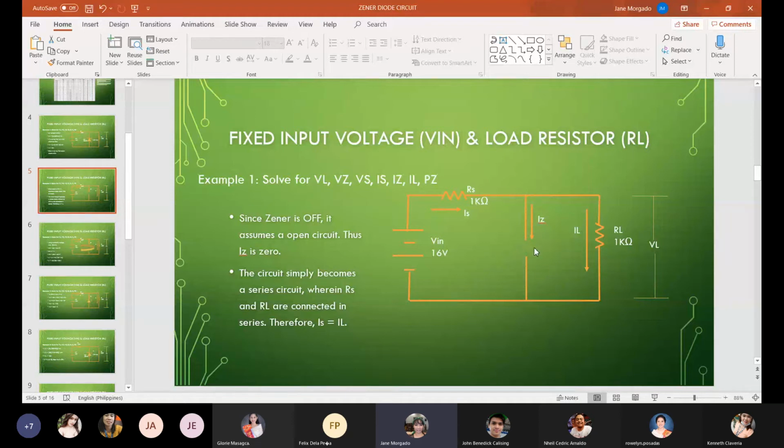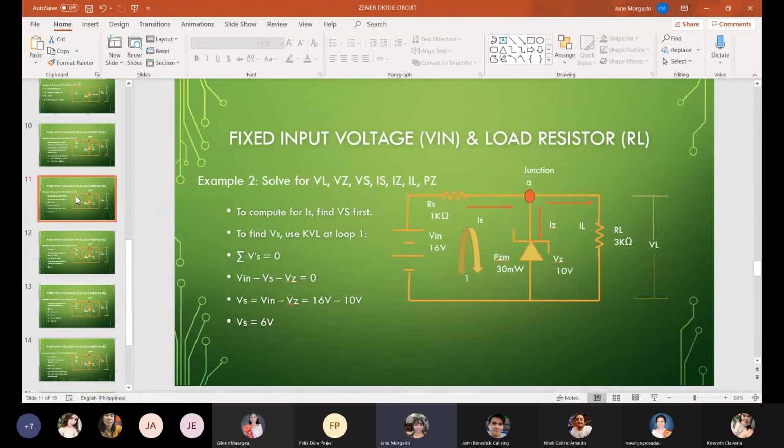So, pag open circuit siya, so it's like, ganyan, disconnected siya. Okay. Electrically. But then, physically, nandiyan pa rin yung Zener. Yan. So, since Zener diode is off, it assumes an open circuit. Kaya walang IZ na mag-flow through the Zener diode. Kaya, ang ending nito is it becomes a simple series circuit. That is for number 1. Kasi off si Zener dito, kaya siya open circuit.